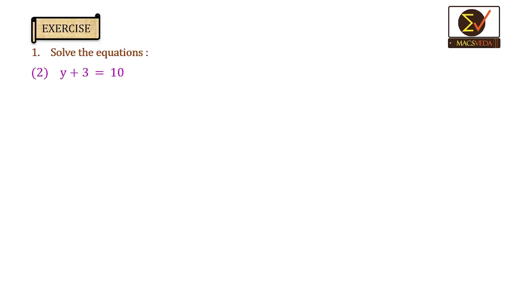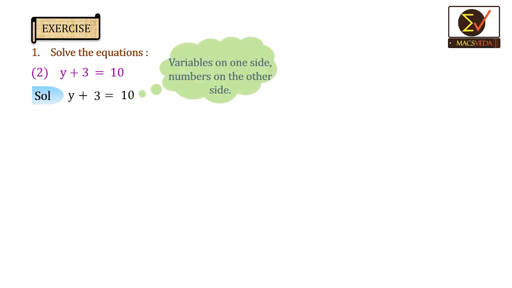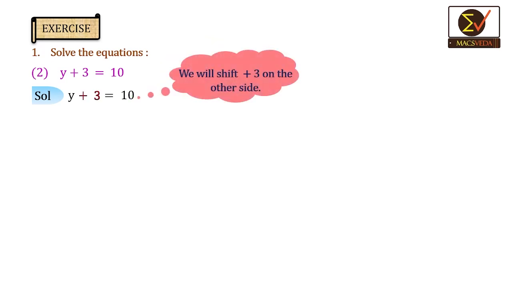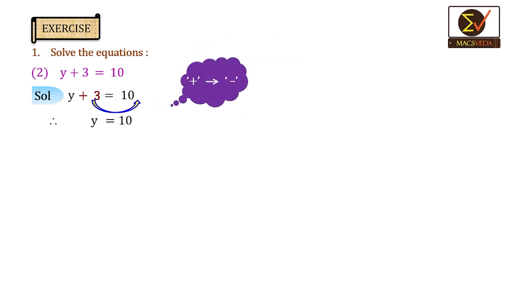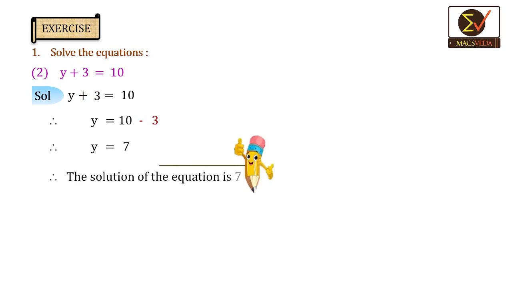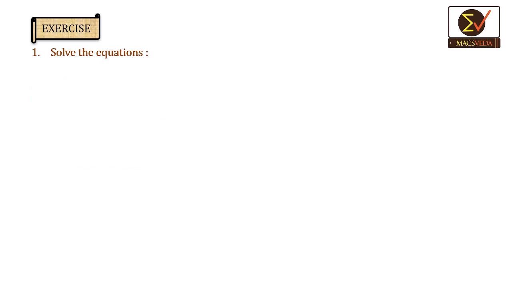Let's look at some other examples. y plus 3 is equal to 10. So what is the variable here? y. So we have to keep variables on one side, numbers on the other side. Let's use the transpose method and shift plus 3 to the other side. Plus 3, when you shift to the other side, becomes minus 3. So y is equal to 10 minus 3. As you shift sides, you change the sign from plus to minus. So y will become 10 minus 3, that is 7. Hence the solution of the equation is 7.